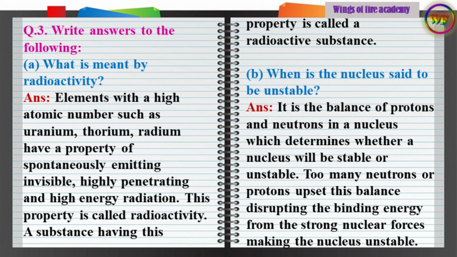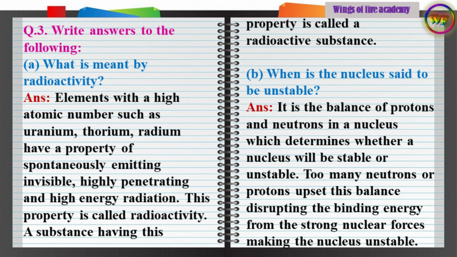Question 3. Write answers to the following. A. What is meant by radioactivity? Answer. Elements with a high atomic number such as uranium, thorium, radium have a property of spontaneously emitting invisible, highly penetrating and high energy radiation. This property is called radioactivity. A substance having this property is called a radioactive substance.